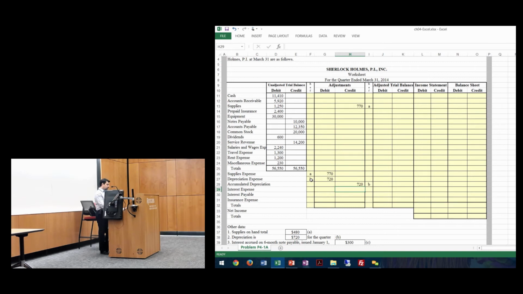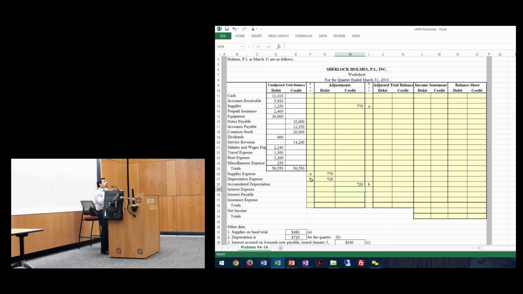Next, interest accrued on a 6 months note payable, issued January 1st, is 300. When is this done? March, right? How much is the interest that is accrued? They are telling you that interest that has accumulated is 300. So what's the amount that you include? They are telling you it's 300.